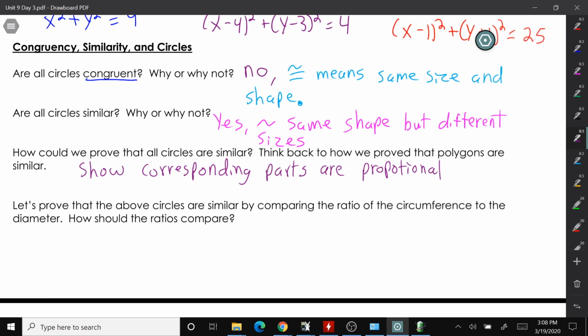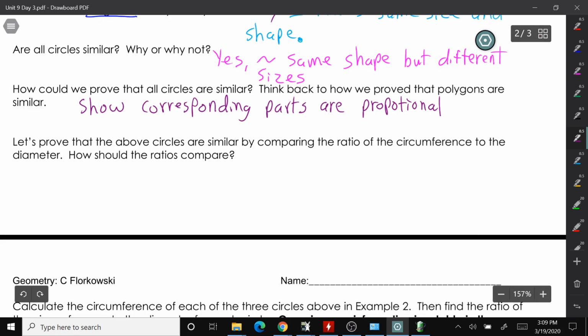Well, in a circle, we only have two parts. We have the radius or diameter. They're kind of the same. They're not exactly the same thing, but they can be used similarly. So we have that, the radius slash diameter, and we have the circumference of a circle. So we're going to compare those. So how should the circumference and diameter be? They should have the same scale factor.